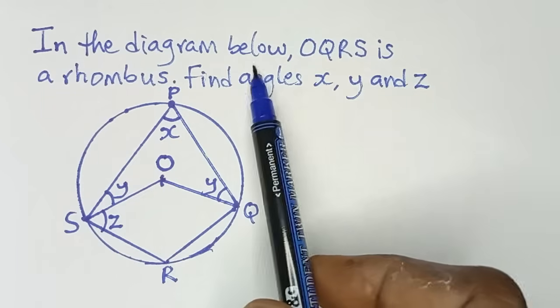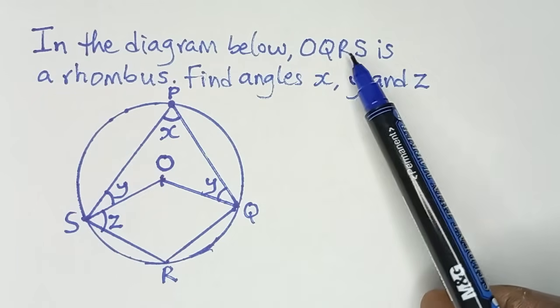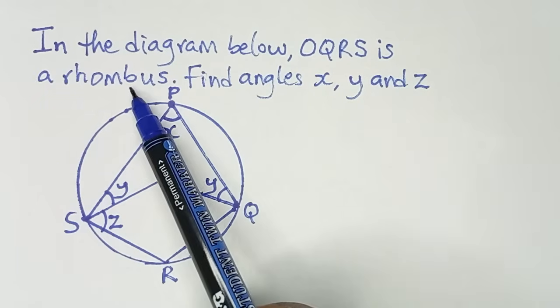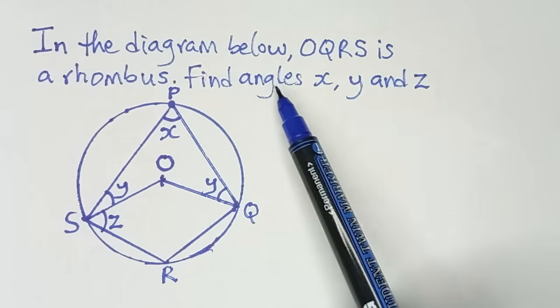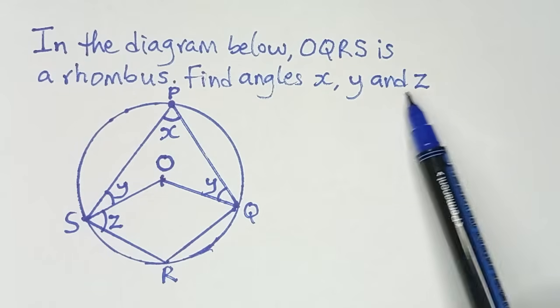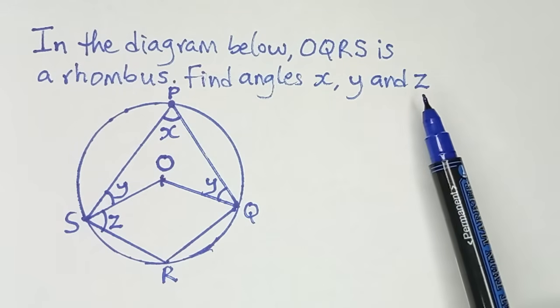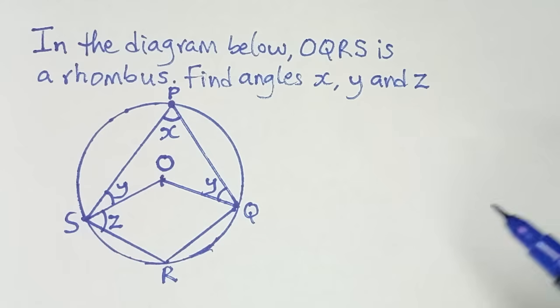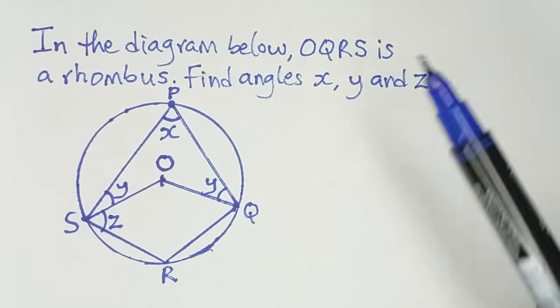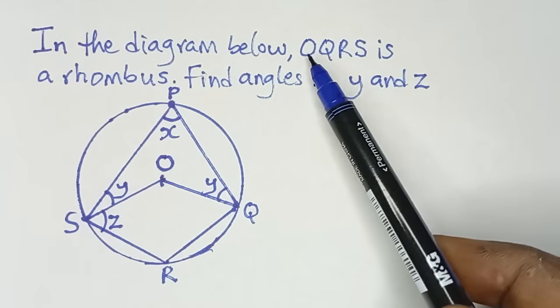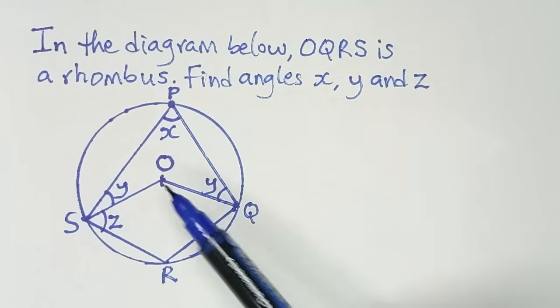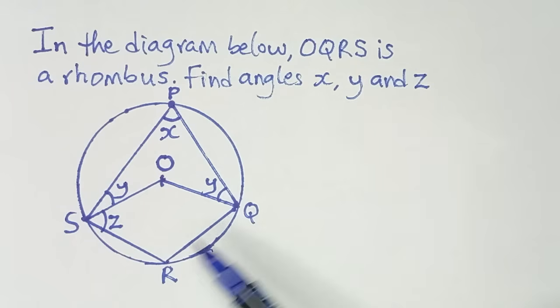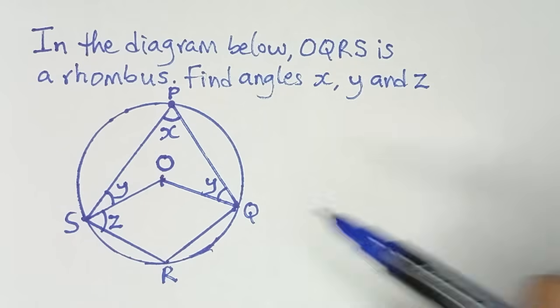In the diagram below, OQRS is a rhombus. Find angles x, y, and z. Now, for us to solve this question, we have to highlight the rhombus part first. It says OQRS is a rhombus.